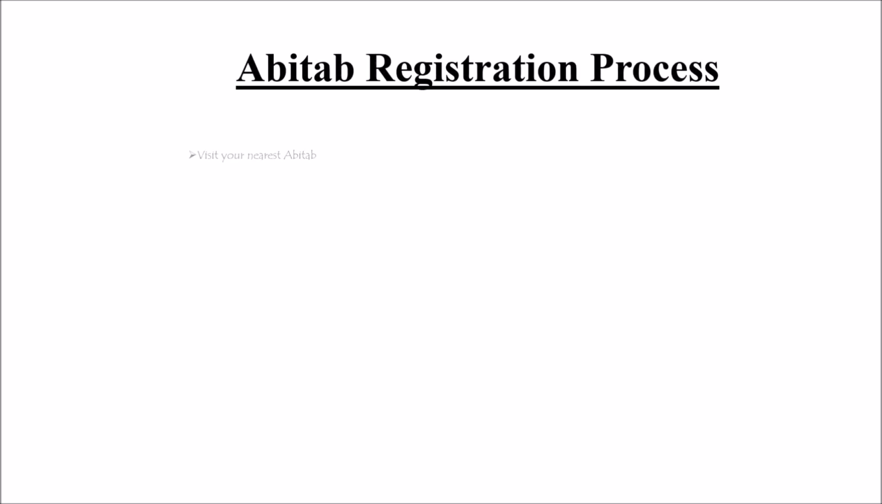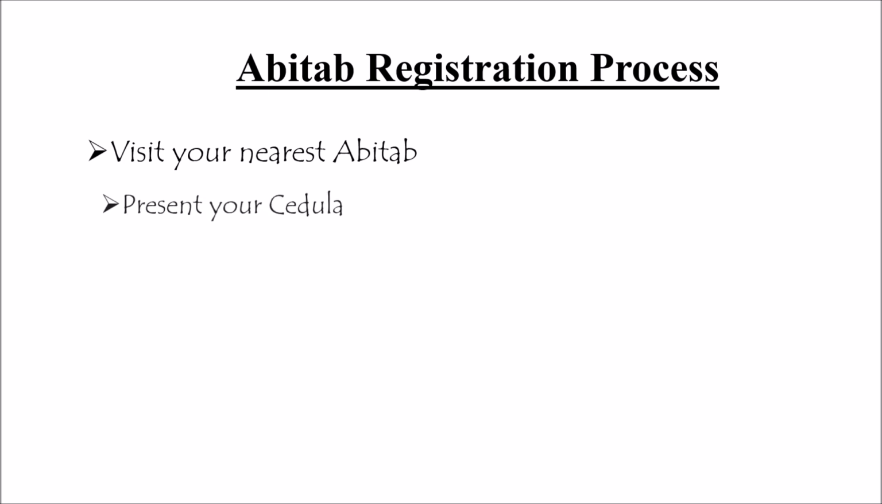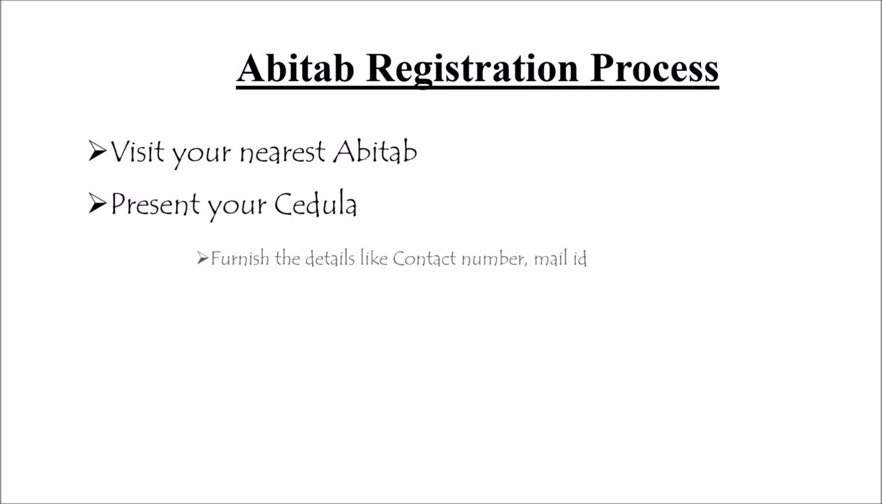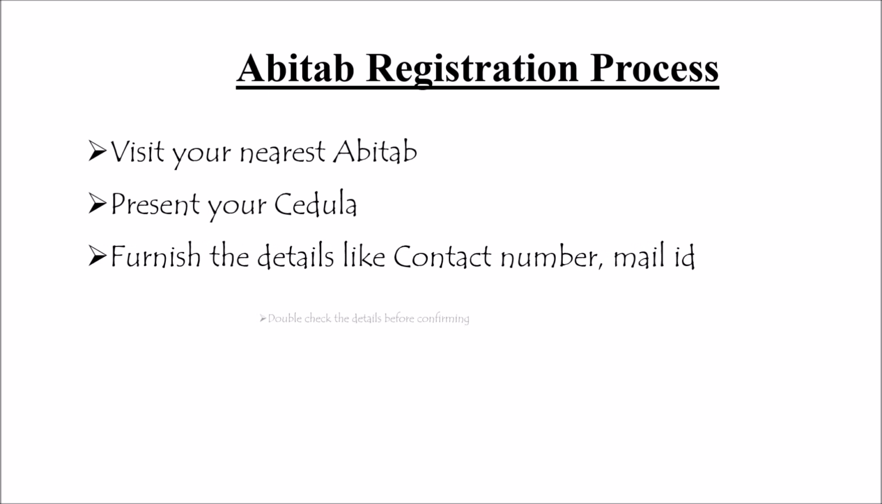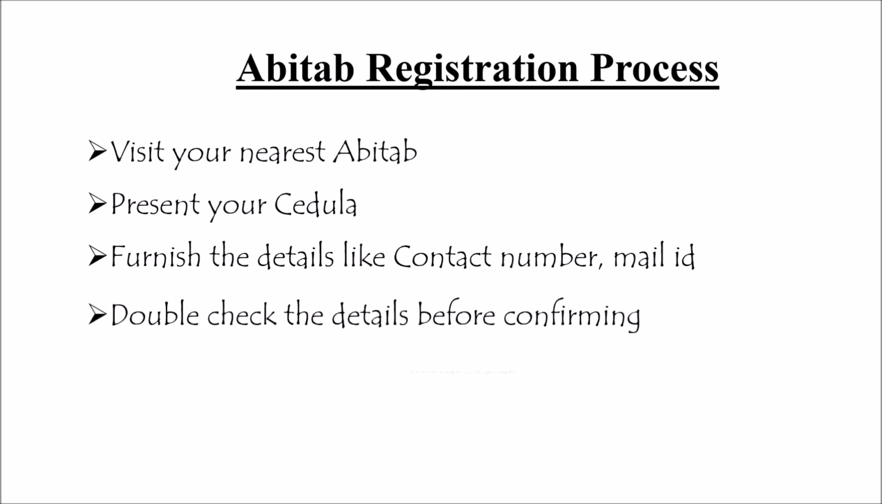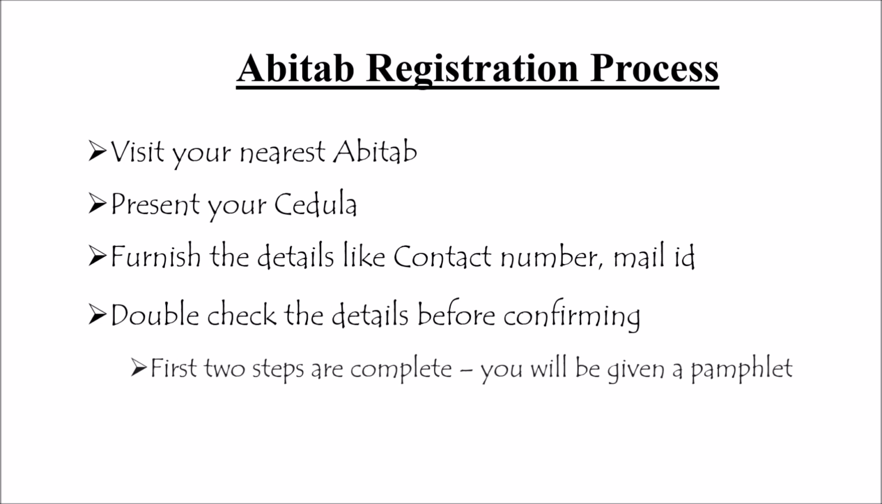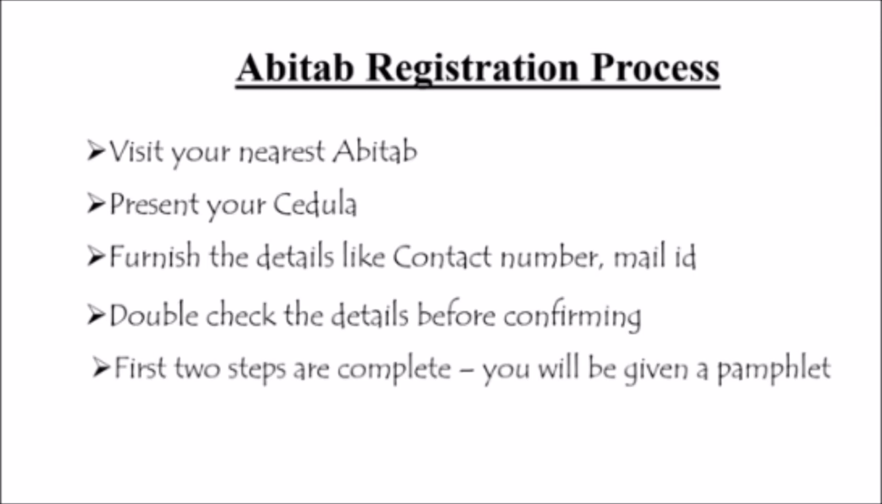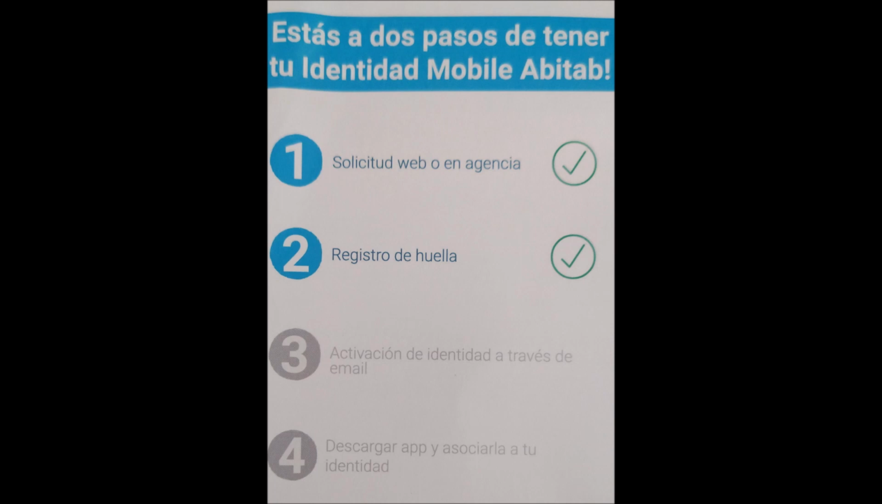I have listed down the step-by-step process of what should be done in the Abitab. You'll have to present your scheduler in the Abitab and they'll also ask you details like contact number and mail ID. Please make sure you confirm the mail ID because that is used for the registration process. There are totally 4 procedures that have to be completed as part of getting a DGI login through Abitab. Once you have completed this Abitab registration process, you are done with the first 2 procedures. This pamphlet will be given in Abitab for your reference.